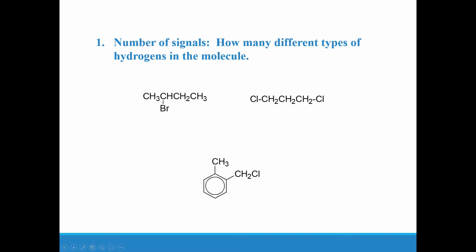A couple more examples. If they were not symmetrical, we should expect 4 different signals. We have the hydrogen that is closest to the bromine. We then have the hydrogen that is in between, and then the hydrogen the furthest away, and then another hydrogen that only has 1 neighboring hydrogen. So we have 4 different groups right here.